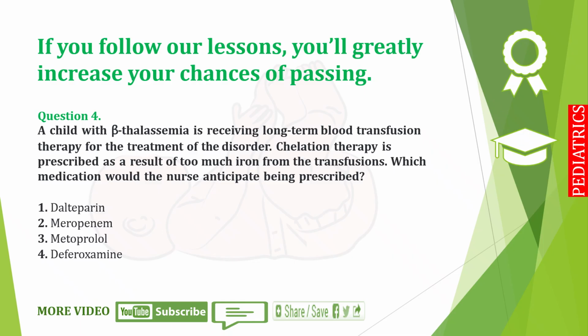Question 4. A child with beta thalassemia is receiving long-term blood transfusion therapy for the treatment of the disorder. Chelation therapy is prescribed as a result of too much iron from the transfusions. Which medication would the nurse anticipate being prescribed? 1. Dalteparin. 2. Meropenem. 3. Metoprolol. 4. Deferoxamine.